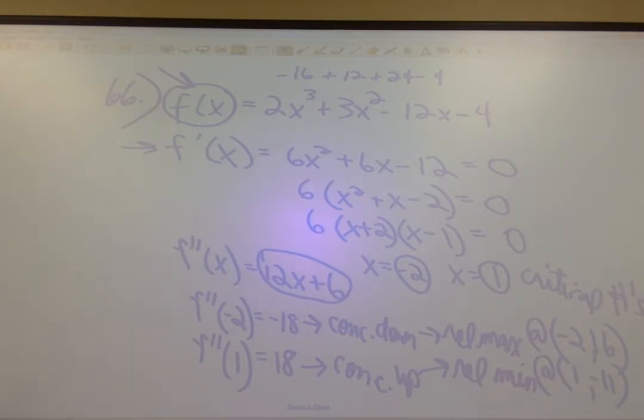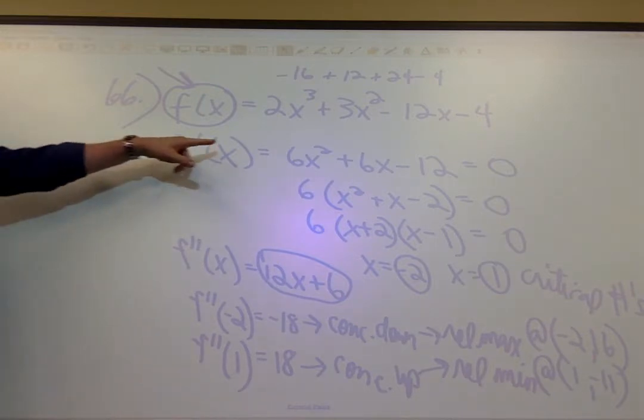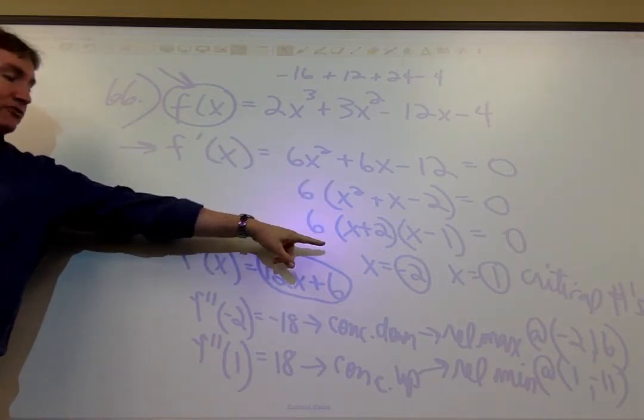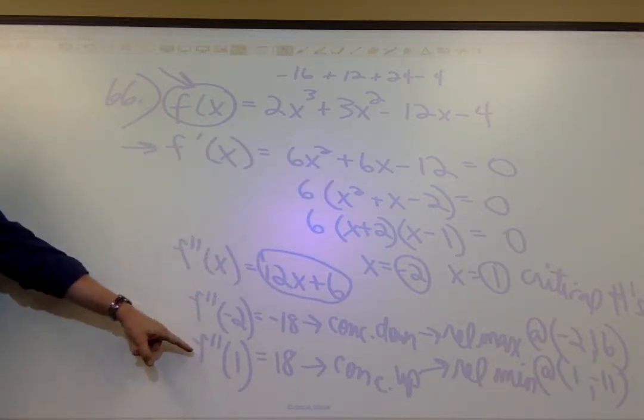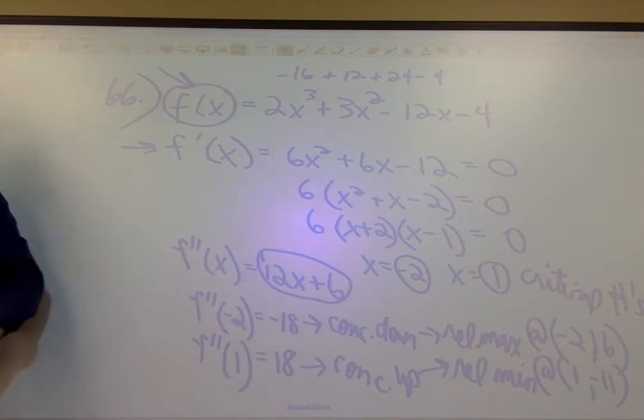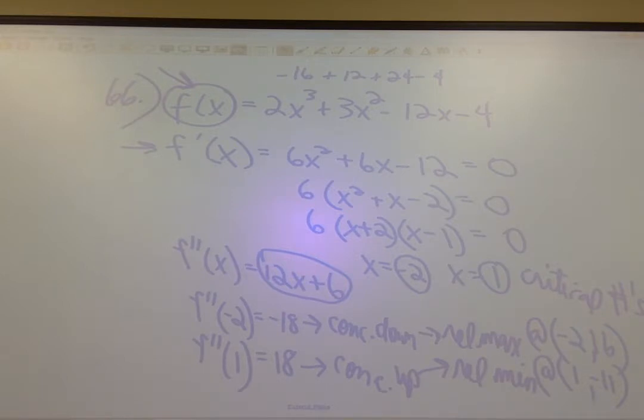Find the first and second derivative, find the zeros of f prime for the critical numbers, then test them in the second derivative to see if it's negative or positive. There are some ugly problems.